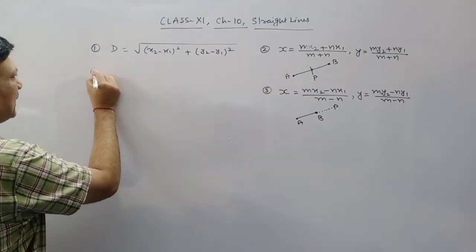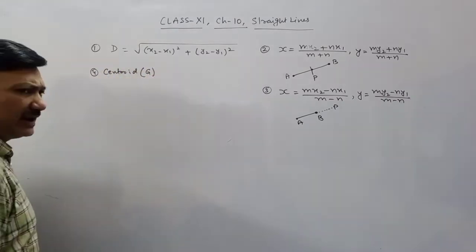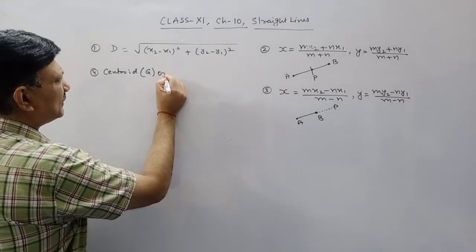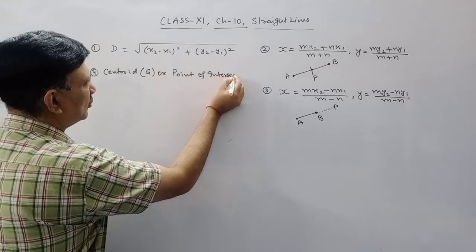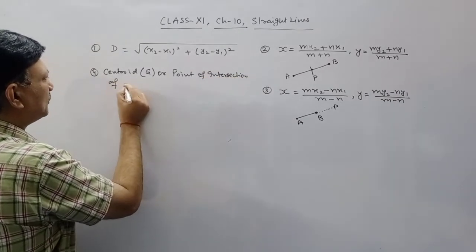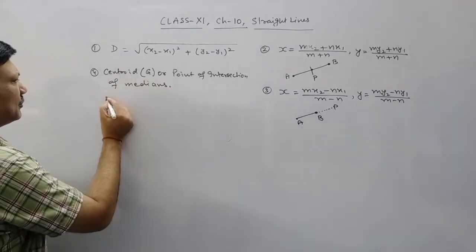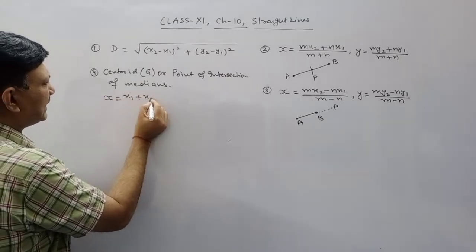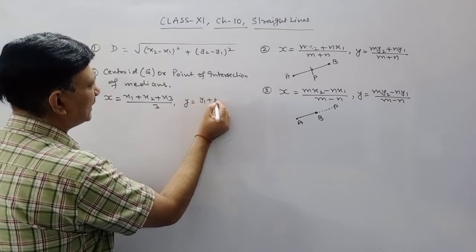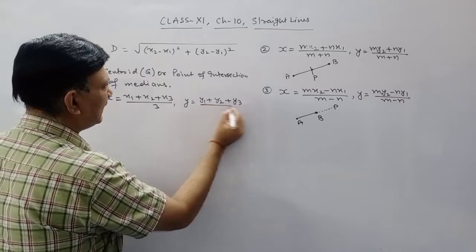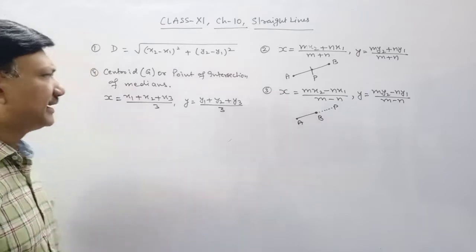उसके बाद आपने पढ़ा था 10th क्लास में centroid. The symbol of the centroid is G, and the another name of the centroid is point of intersection of medians. Point of intersection of the medians is called the centroid, and the formula of the centroid is x1 plus x2 plus x3 by 3, and y is equal to y1 plus y2 plus y3 by 3. This is the centroid of a triangle.